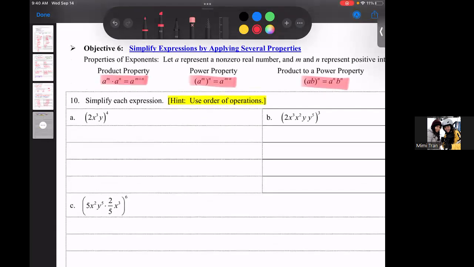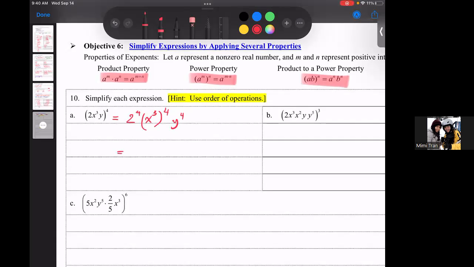That's 10A, that should be easy. So 2 to the 4, x cubed to the 4, and y to the 4. 2 to the 4 is 16. X cubed to the 4 is x to the 12, and then y to the 4. So that one is just kind of similar to what we did above.